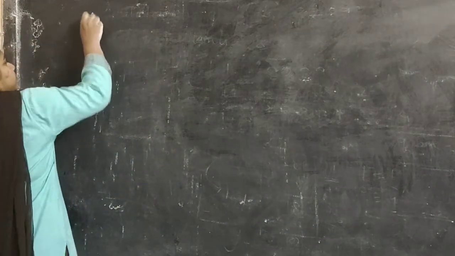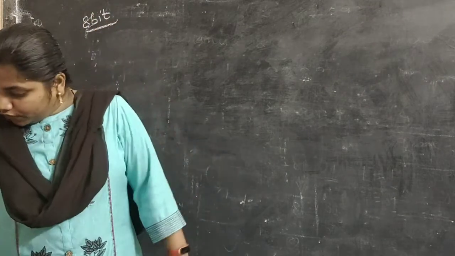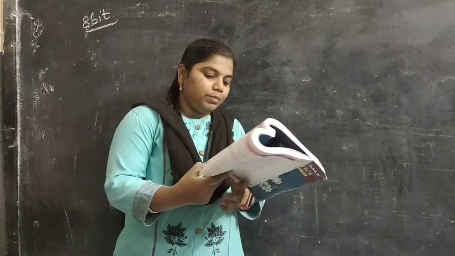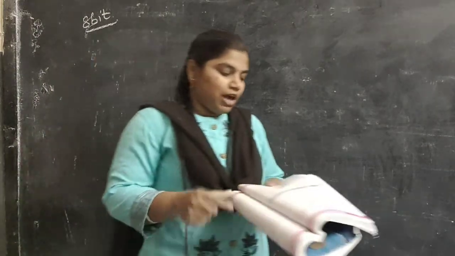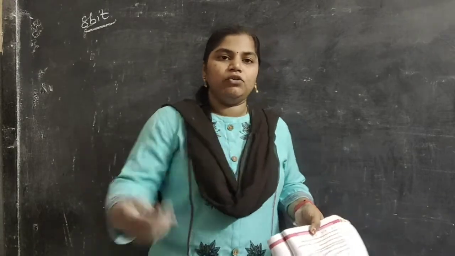Eighth bit. So what is the eighth bit there? Estimate the value of the following numbers to the nearest whole numbers. So they have given the one square value. That square number is near to which value we have to find here.